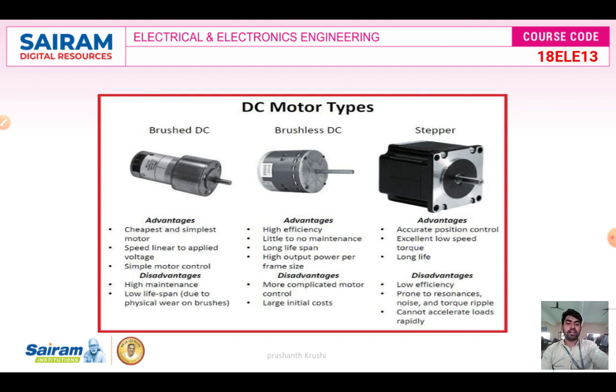The brushless DC motor has high efficiency, little to no maintenance, long lifespan, high output power, and smaller frame size. Disadvantages: more complicated motor control and larger initial cost. The stepper motor has accurate position control, excellent low-speed torque, and long life. Disadvantages: low efficiency, prone to resonance, noise and torque ripple, and it cannot accelerate a load rapidly. These are the special types of DC motor.